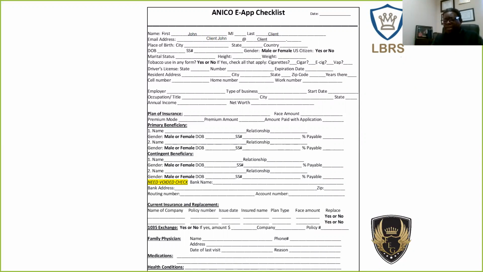This is the key, guys. This is basically a summary or a snapshot of the e-app and all the information that you need. I would say this, guys, you will save yourself a whole lot of pain and headache if you get all the information you can when you sit down with the client. If at all possible, leave no blanks, because this information is what you're going to put into the computer to be able to run their policy.